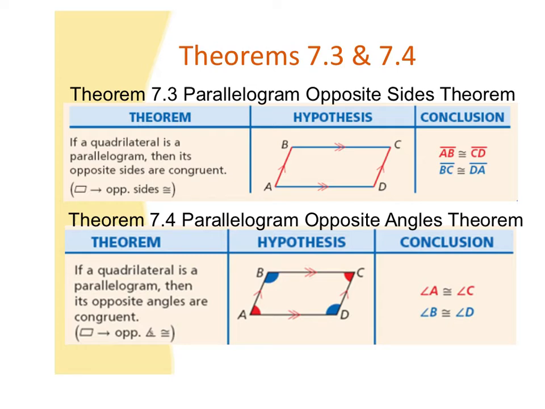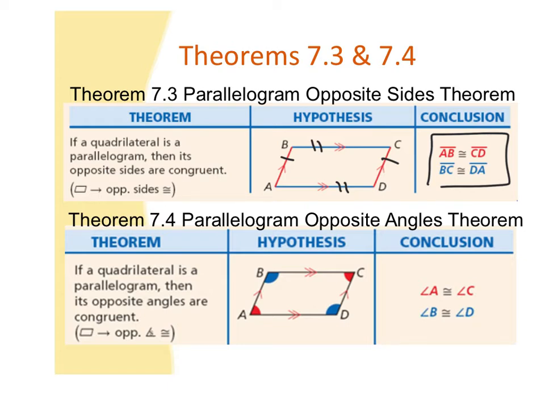So we could go ahead and add to our picture now. Not only are sides AB and CD parallel, but they are also congruent. And then the same thing here, BC is parallel to DA, and it's also congruent. And that's what the statement over here for the conclusion says.